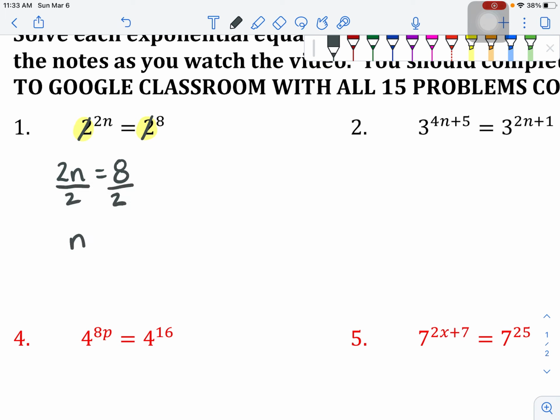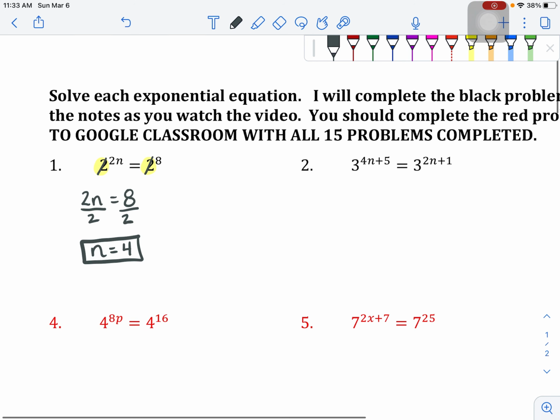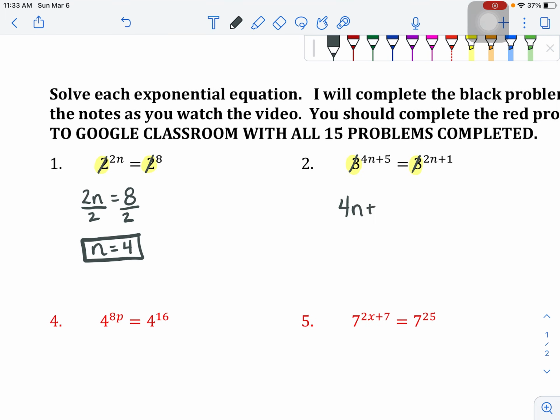Divide by 2, n is 4. Great. Let's look at number 2. The bases are the same, so we can forget about the bases, and we would set the exponents equal to each other, and we would solve. So how do we do this?